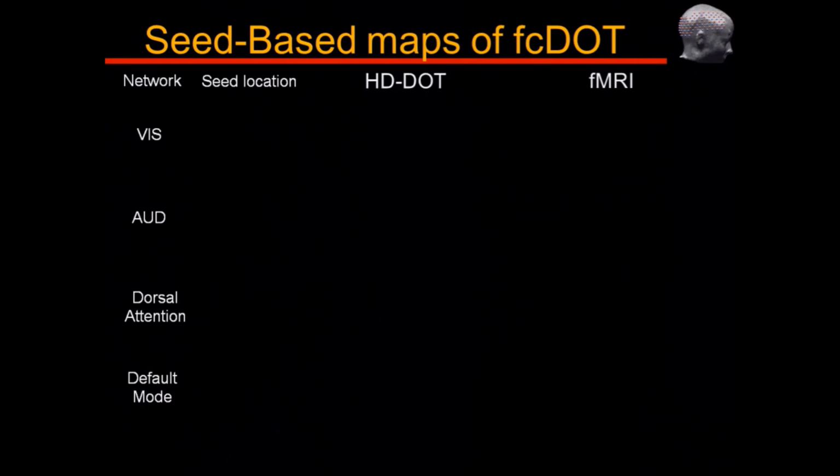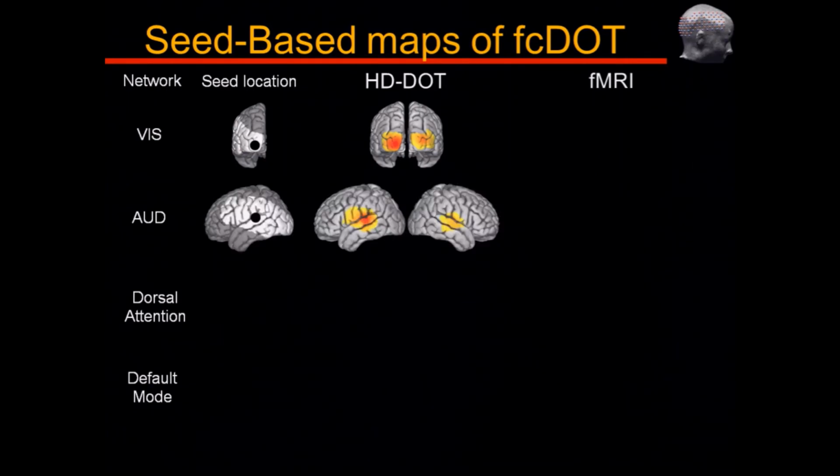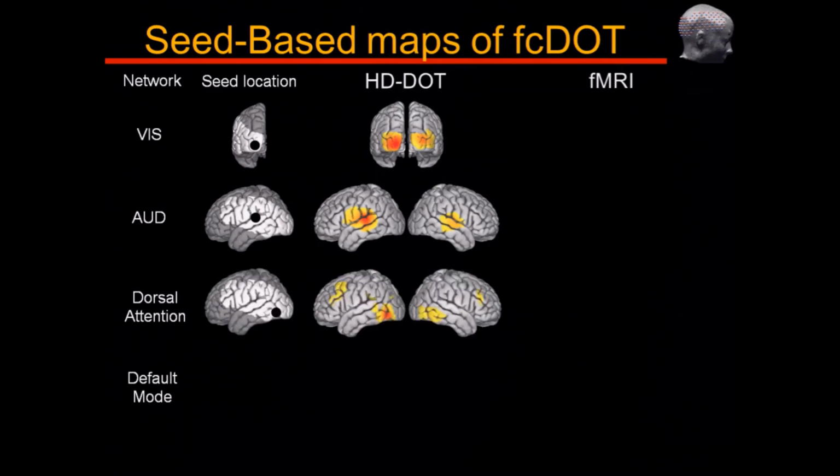If we put a seed in the visual cortex, it maps out the other contralateral visual cortex as well. If we put a seed in the left auditory cortex, it picks out the right auditory cortex. And if we put seeds in these other more complex, high-order networks, such as the dorsal attention network, or the default mode network.